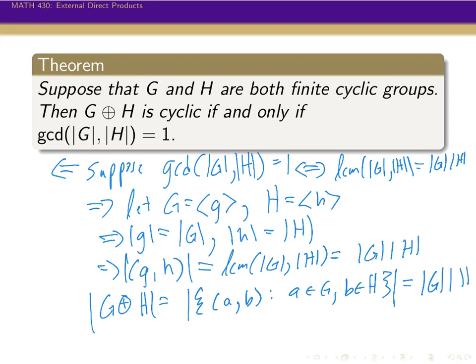Also, the order of G times the order of H. And so the element (G, H) has the same order as the order of the group. And so then that means that G plus H is generated by this element. Okay, so that proves the first direction. Actually, proving the back direction first.